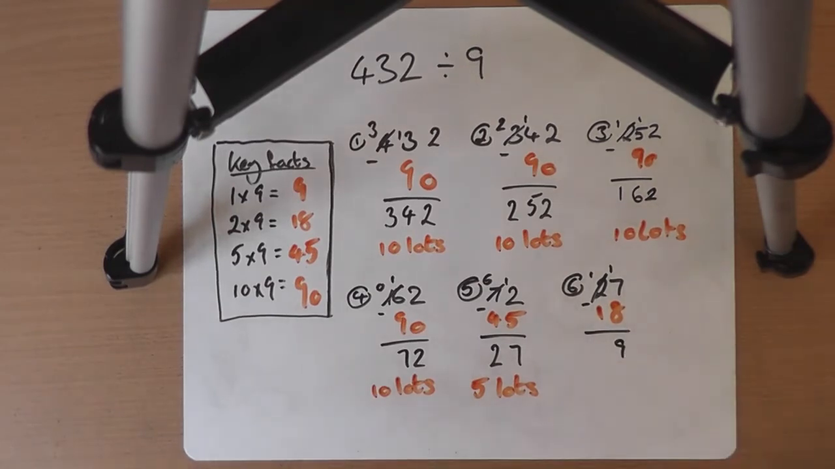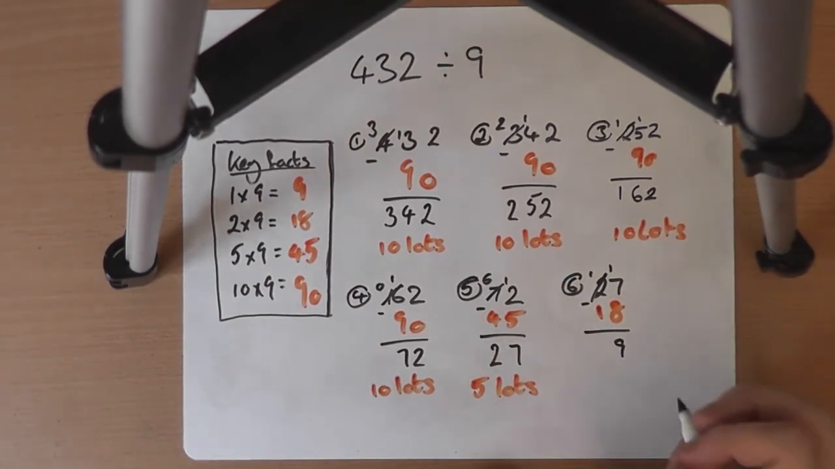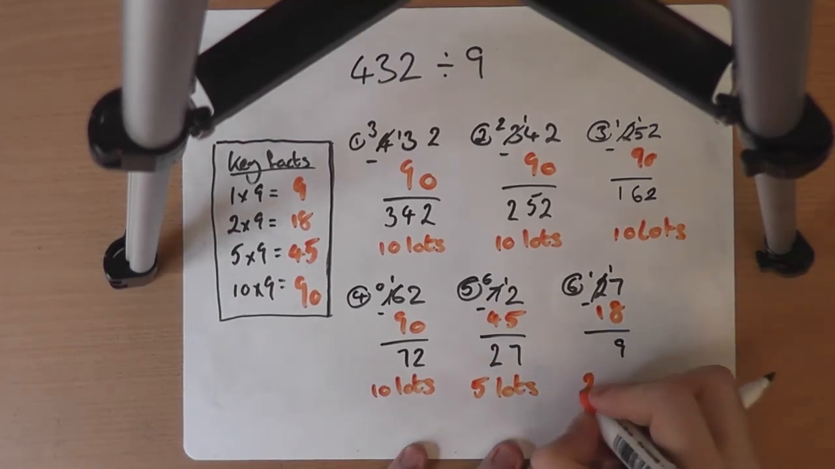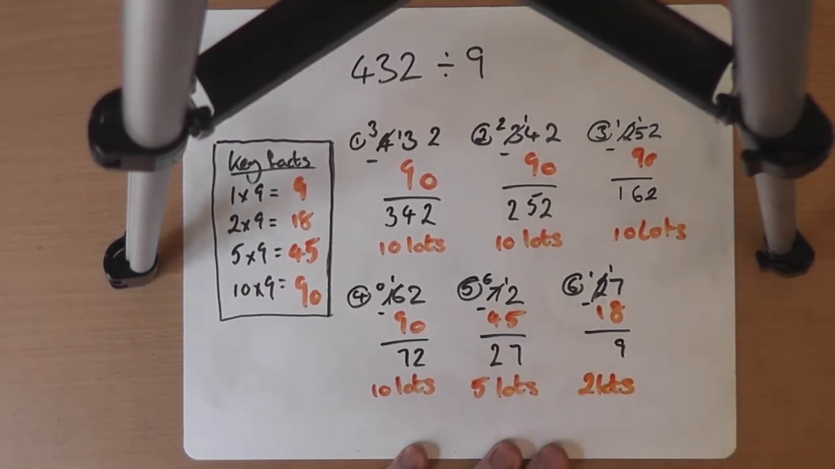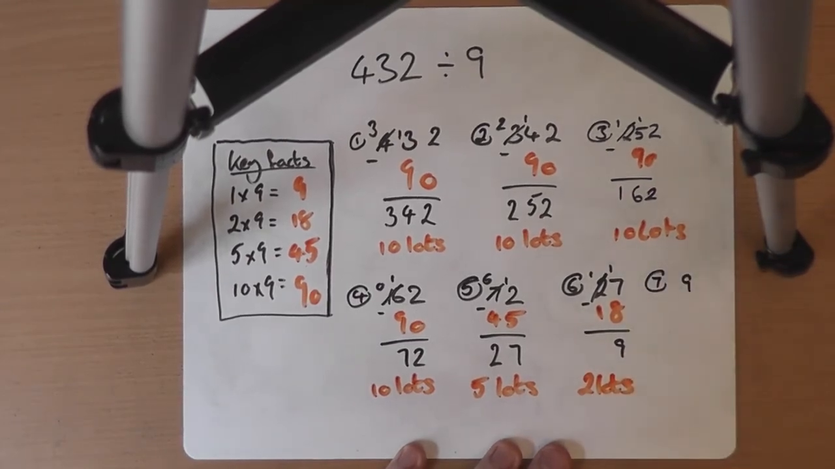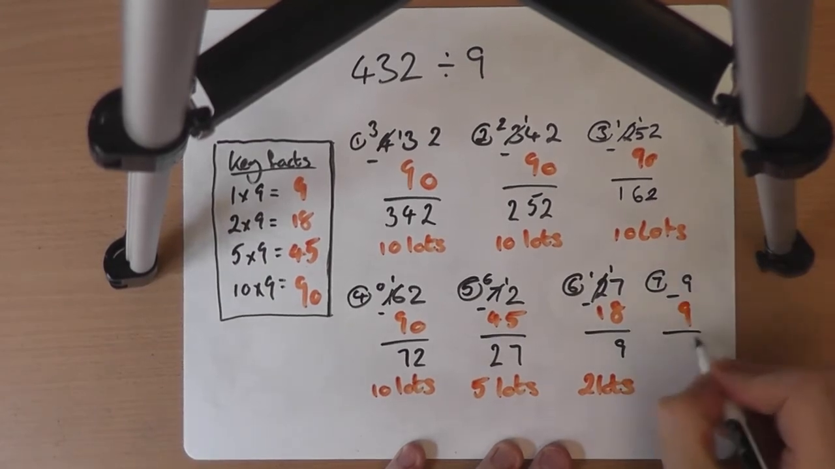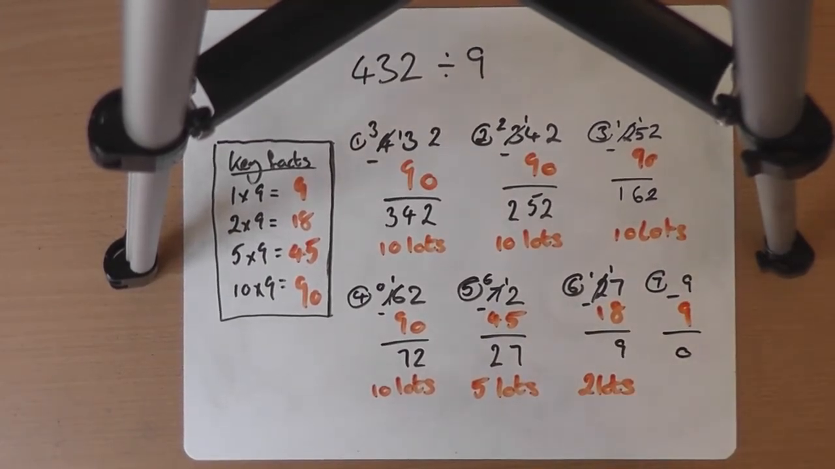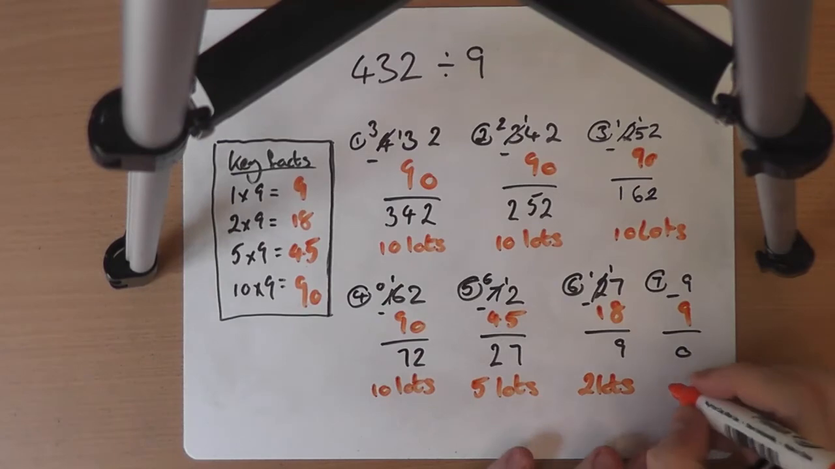Which will leave me with simply 9. That's 2 lots gone. And then our final sum, nice and easy, just to make the point that this is what we have to do. We could take away a single lot of 9. We'll end up at 0. We've got rid of everything. We've used all of the 9s that we can.